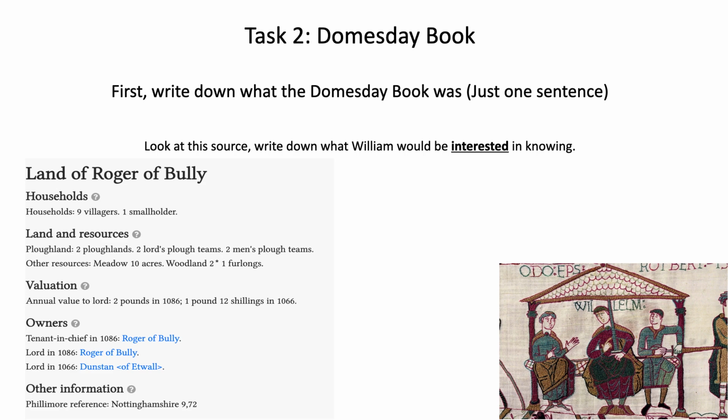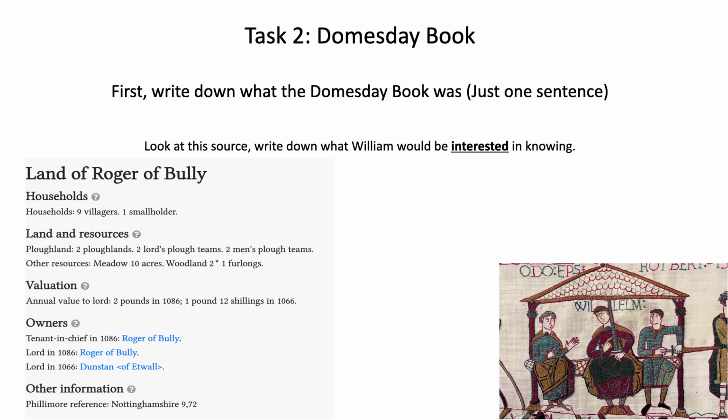So I'd like you to write down first what the Doomsday Book was. So if you want to put the video on pause and have a think, and then just write down a sentence telling me what the Doomsday Book was. Okay, so hopefully you had something like the Doomsday Book was a book that helped William to know what was in England, and that's what we're going to be looking at now.